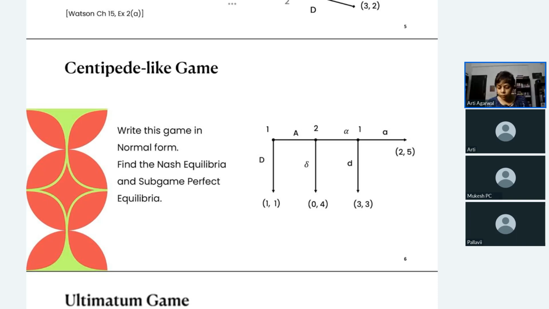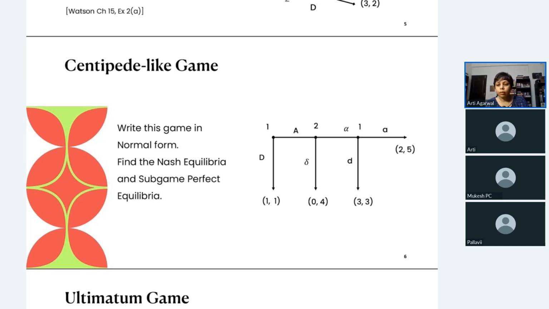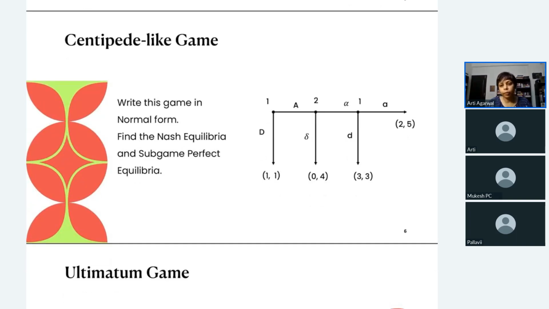That is how we have labeled the strategy. You can say A and D can be accept, decline, or something like that. This is just the notation used in this particular question. But the basic philosophy of a centipede-like game, or this category of games, is that there are multiple decision nodes, and if there are two players, they alternate between the decision nodes, and at every decision node, they can either choose to continue or choose to exit.